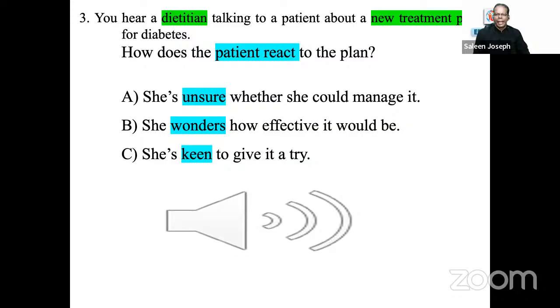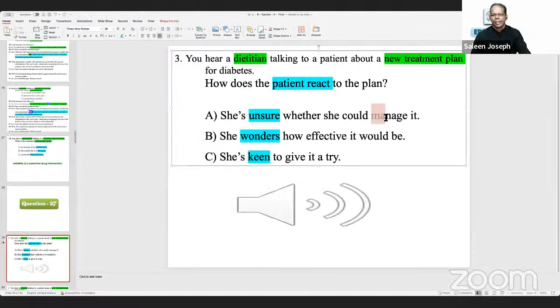Unsure whether she could manage it. It's speaking about management. That's what I said. The other option, if you want the concept based, I highlighted the differentiating. There are some people asking how to select the hedging words or keywords. See, this is managing, this is effectiveness, and this is she's keen to give it a try. Means try that medicine. Okay.